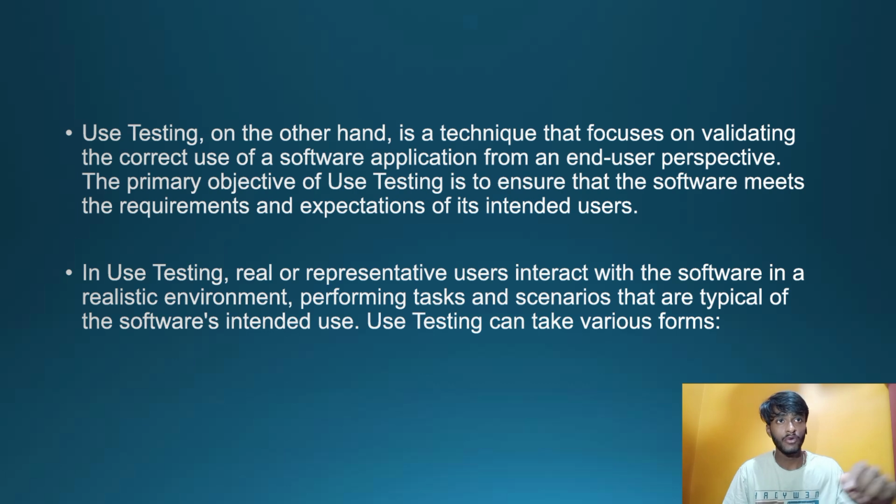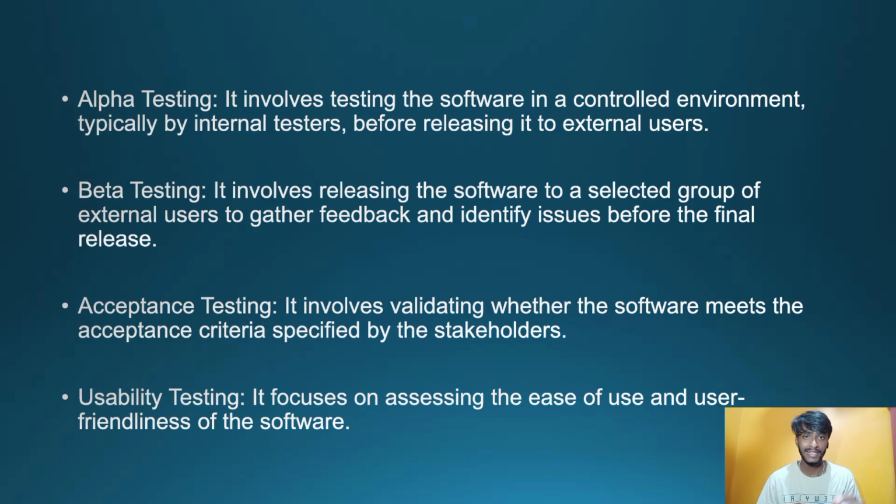This testing can take various forms. The various forms of testing include alpha testing, beta testing, acceptance testing, usability testing. Let us see alpha testing. It involves testing the software in a controlled environment, typically by internal testers before releasing it to the external users. Now let us see beta testing.